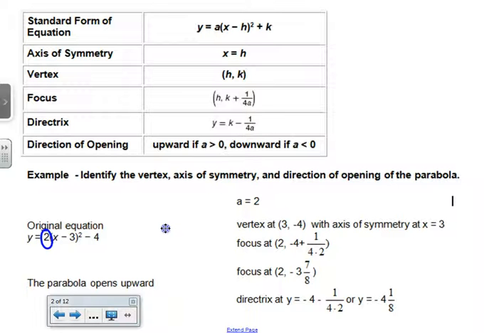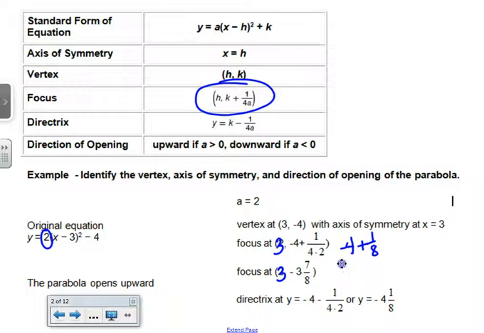So our next component that we need to identify is where the focus is at. And if I go back up to my chart, the focus has the same x-coordinate as the vertex. So this is a typo. Sorry, let's fix that. Should be a 3. And then the y-coordinate of the focus is going to be the original k value, but then plus 1 over 4 times the a value. So if we were to simplify that, and I would just type it on my calculator, or, if you just know, negative 4 plus 1/8.